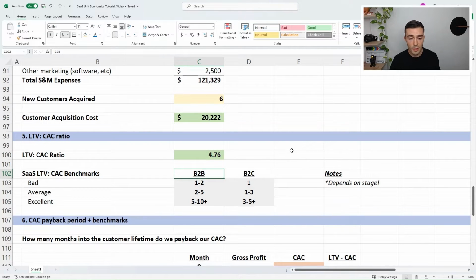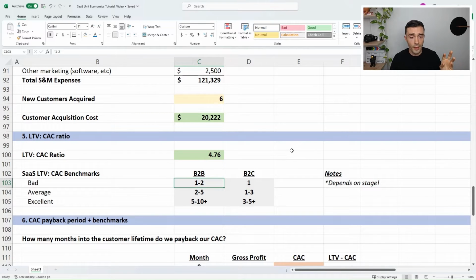So in terms of benchmarks, B2B and B2C are a little bit different. B2B startups generally make infrastructure and products that customers need, and B2C startups generally make products that customers want. So naturally, B2C has higher churn rates and lower customer lifetime values. In terms of benchmarking, bad for B2B is sort of 1 to 2. That's not very good. Probably your customers are churning off at a very high rate if you're in the 1 to 2 range. B2C would be 1. If you have an LTV to CAC ratio less than 1, it means you lose money on your relationship with every single customer. So you should pause all of your marketing and figure out your business.